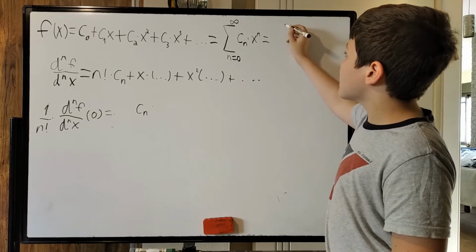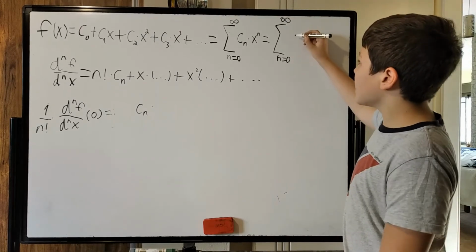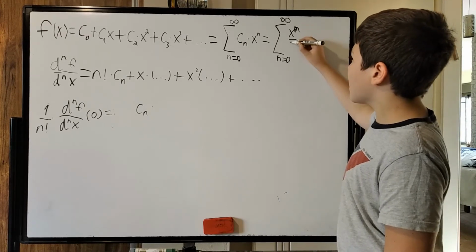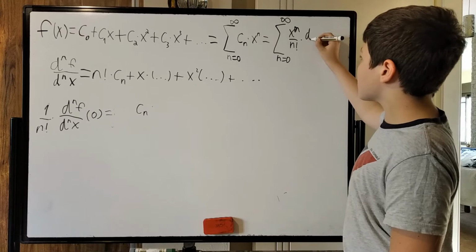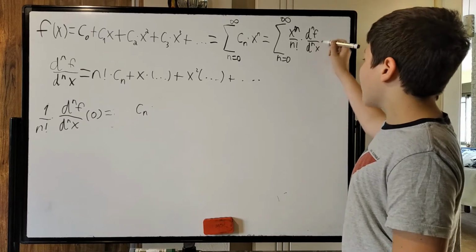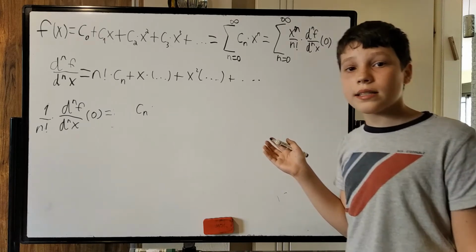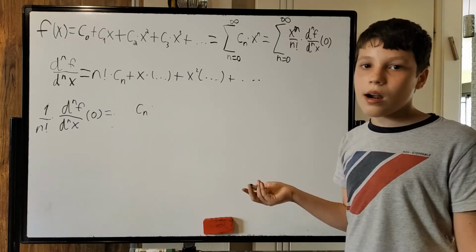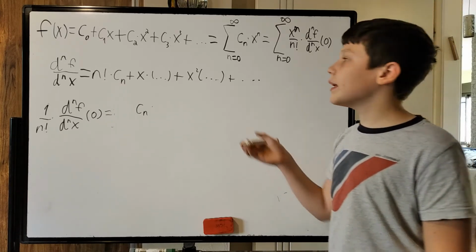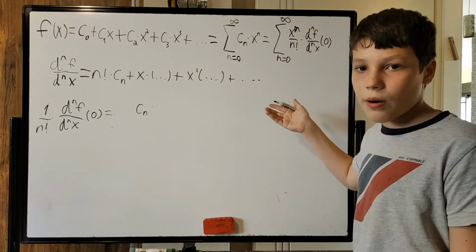So we'll write this as the sum as n goes from 0 to infinity, and then we have x to the n over n factorial times the nth derivative evaluated at 0. But this is not the formula I wrote at the start. The formula I wrote at the start is more general with a. But now let me explain briefly why we can say what it was before.